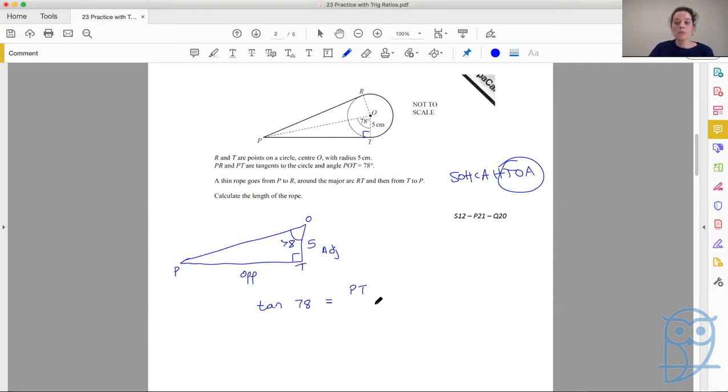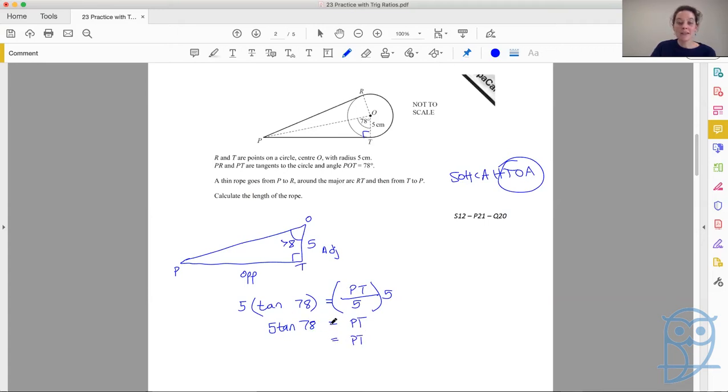So we want to use PT opposite over 5 adjacent. And now you see it's exactly the same kind of question that we've been doing. So pulling out the triangle and drawing it separately can be a nice way of working with these applied questions. So PT equals 5, multiply by 5 to clear the fraction. PT equals 5 tan 78.